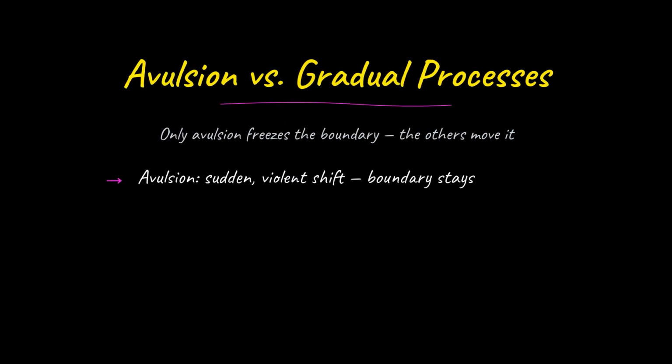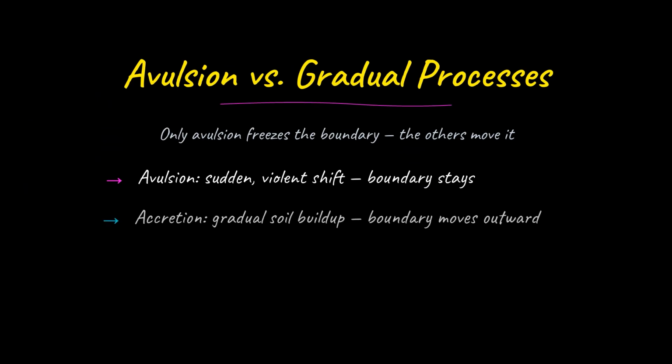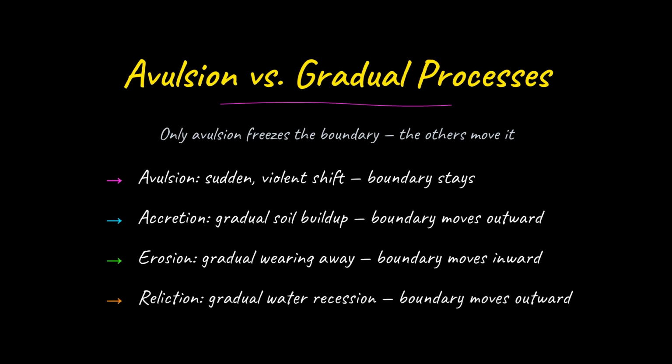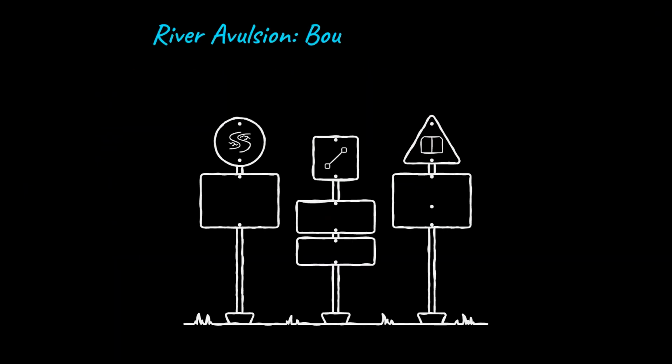Avulsion is one of 4 water boundary doctrines examiners test together. Accretion, erosion, and reliction are all gradual processes that do shift property lines over time. Avulsion is the exception, because it is sudden and violent. The law freezes the boundary where it was before the event.